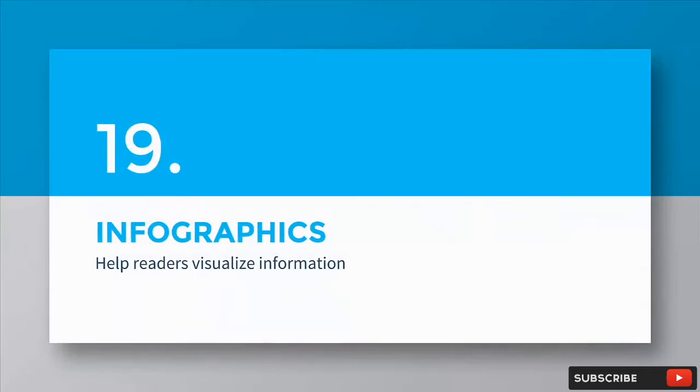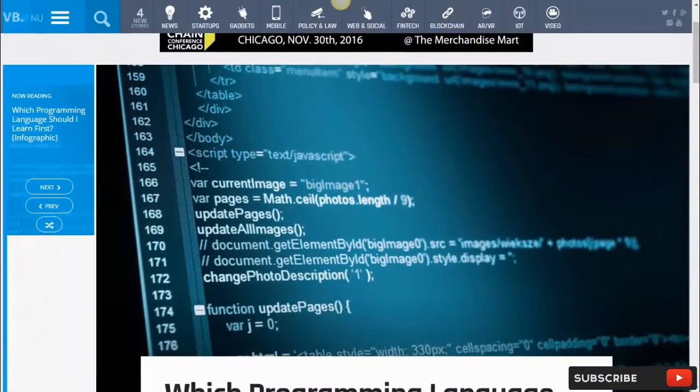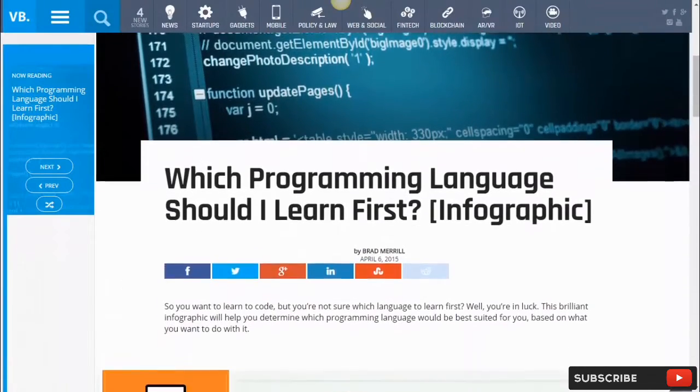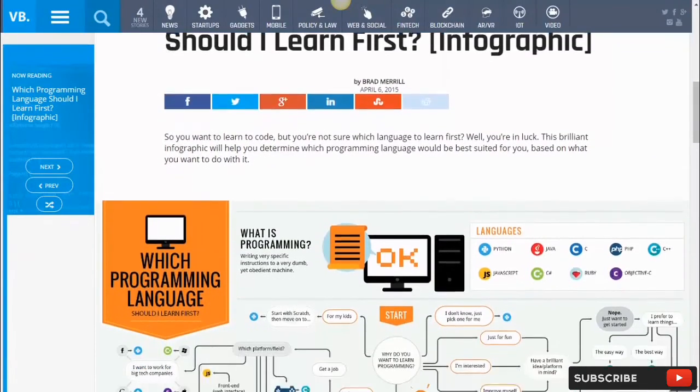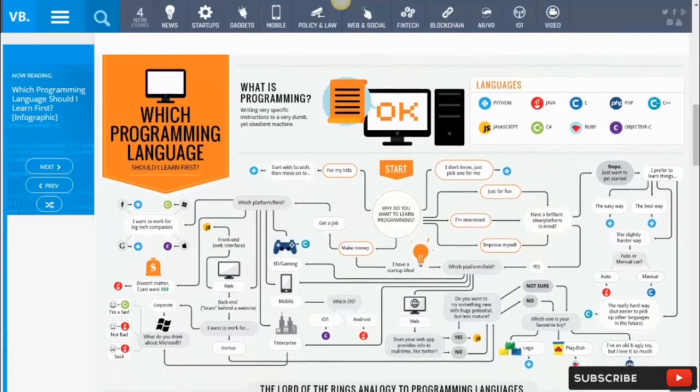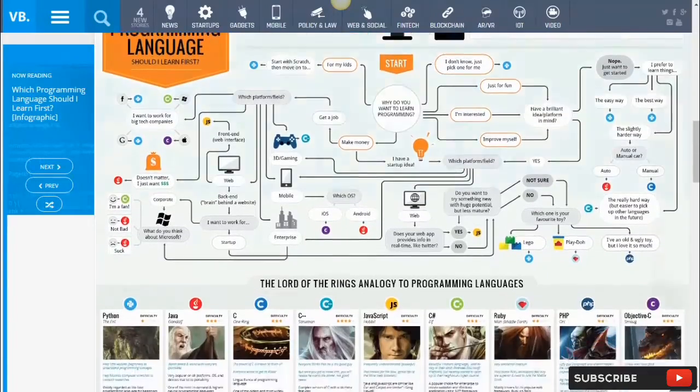Infographics. Infographics can complement your statistics and original research by helping readers visualize your data in a really beautiful way. If you have design skills, you can create them yourself. Otherwise, you can hire someone using a freelance platform like Upwork.